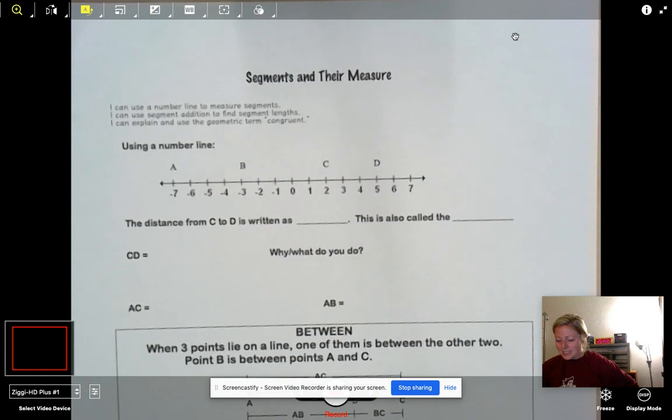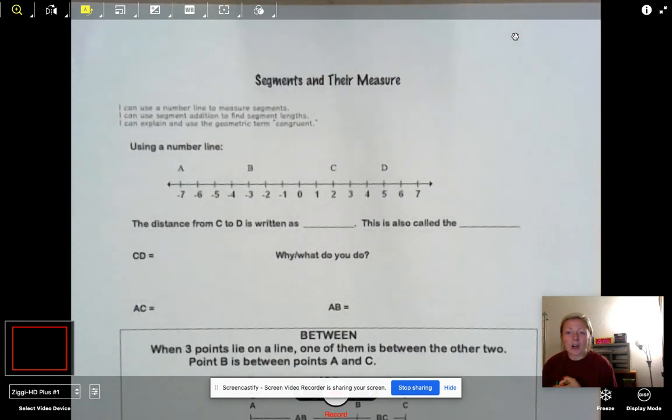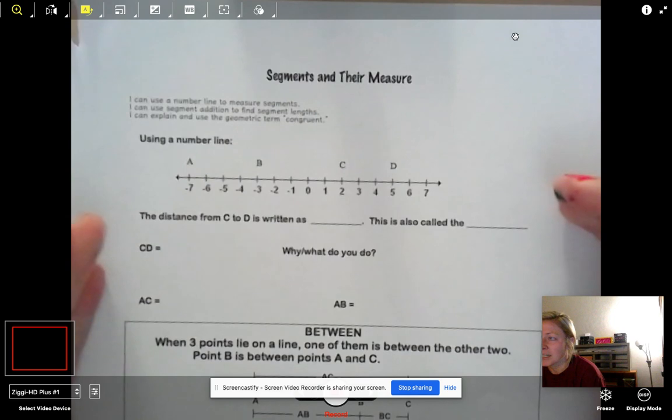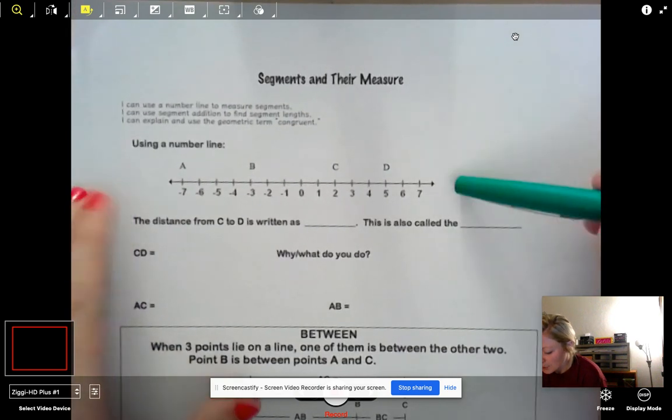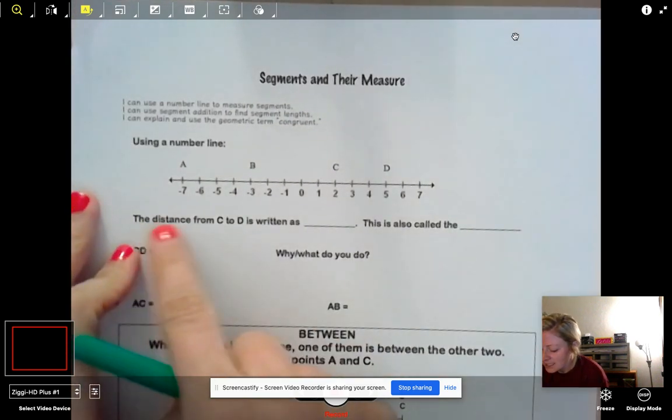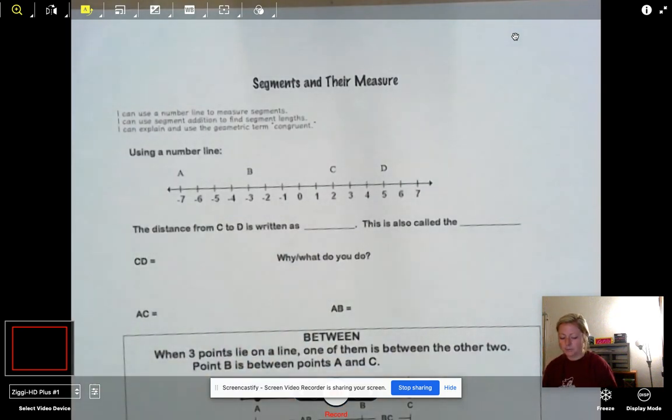So segments and their measure. After today, we're going to be able to find out how long a segment is. We'll be able to solve for variables in a situation that involves segments. It's kind of exciting stuff. It's kind of like more geometry with a little bit of algebra sprinkled in. It's a good time. So let's just dive in right here. It says, using a number line, the distance from C to D is written as blank.